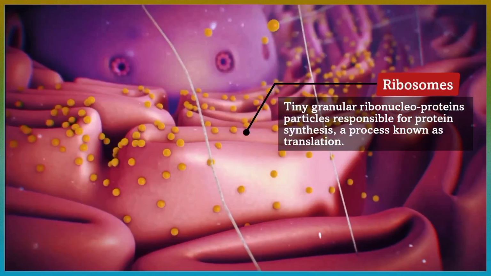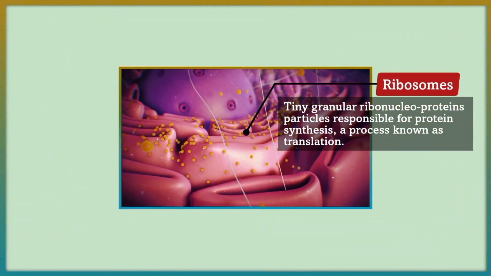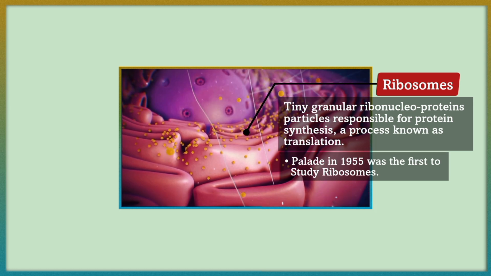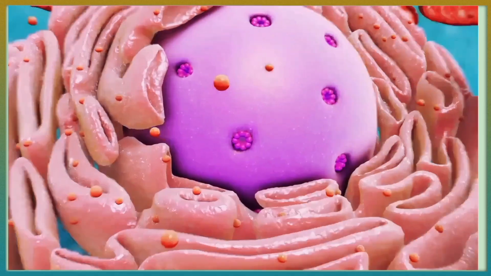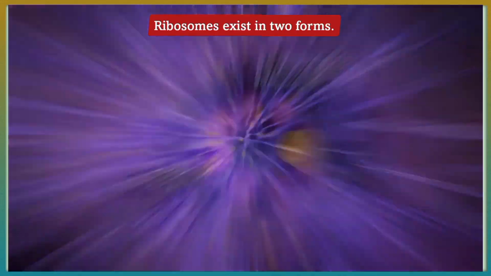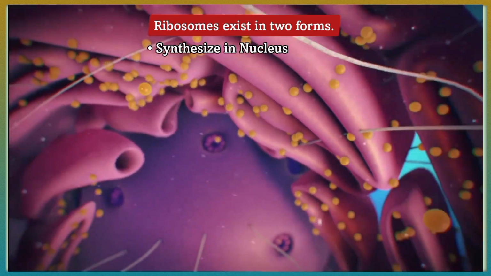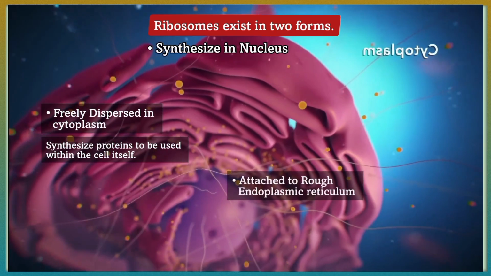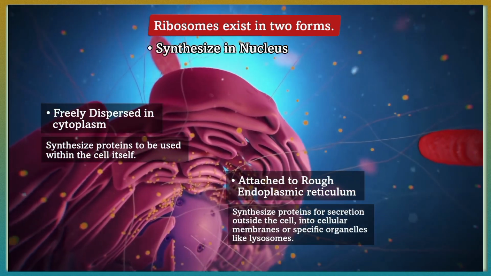The cell contains many tiny granular structures known as ribosomes. Palade in 1955 was the first person to study them. Eukaryotic ribosomes are composed of an almost equal amount of RNA and protein. Hence they are ribonucleoprotein particles. The RNA present in the ribosome is called ribosomal RNA. They are synthesized in the nucleus and exist in two forms, either freely dispersed in cytoplasm or attached with RER as tiny granules.